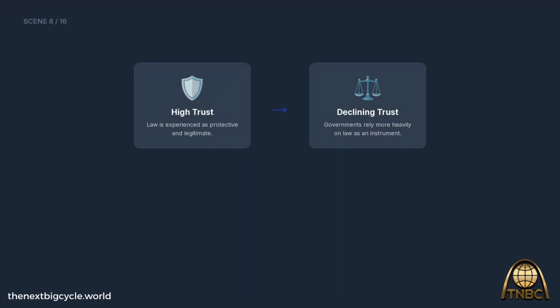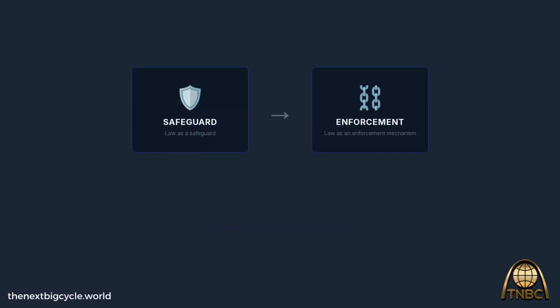This connects directly to legitimacy, discussed in an earlier episode. When trust in authority is high, law is often experienced as protective. But when trust declines, governments don't abandon law. They rely on it more. That's when a shift begins, from law as a safeguard to law as an enforcement mechanism. The structure remains, the function changes.